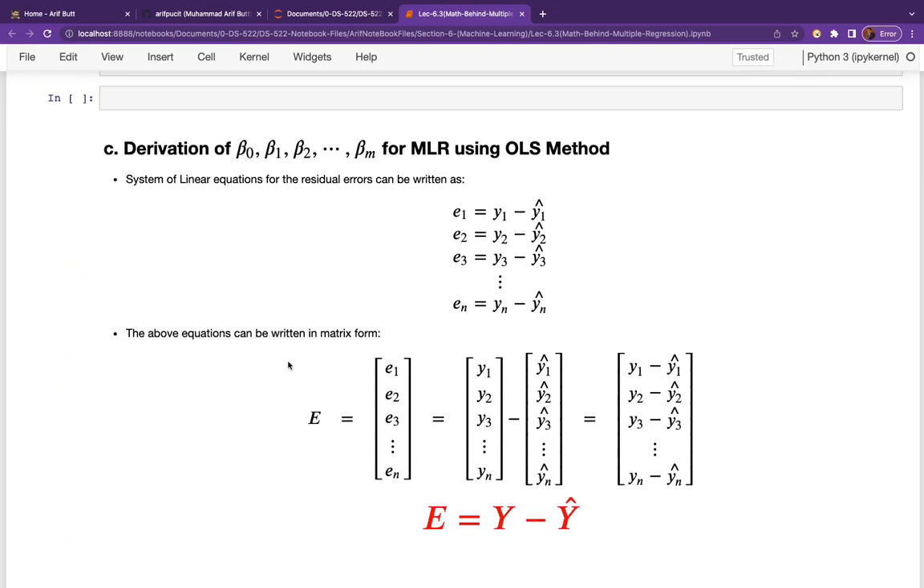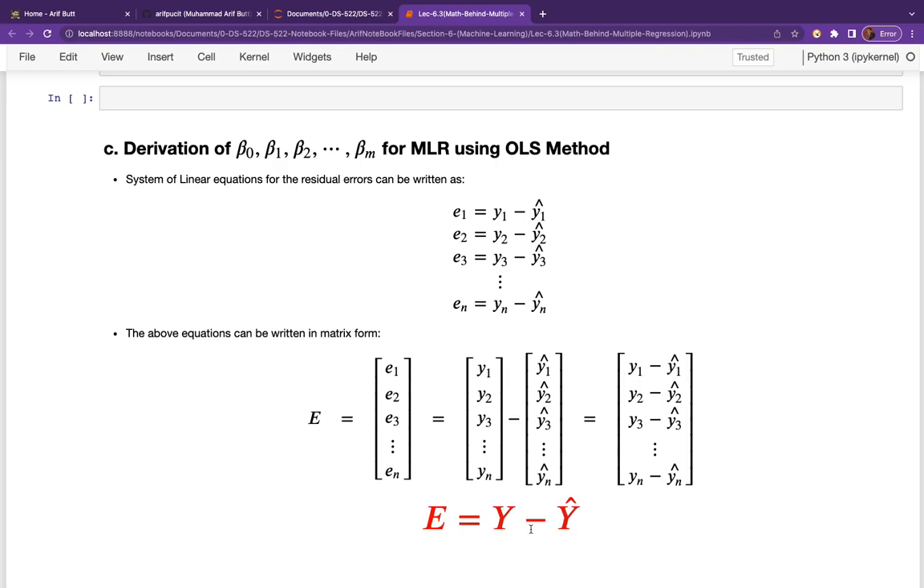Okay, so here is the system of linear equations for the residual errors. So this is the error for data point 1, for data point 2, for data point 3, and so on to data point n. And we can write it in a matrix form as shown over here. So this is the column vector E, this is the column vector Y, and this is the column vector Y hat. And of course this can be written as E is equal to Y minus Y hat.